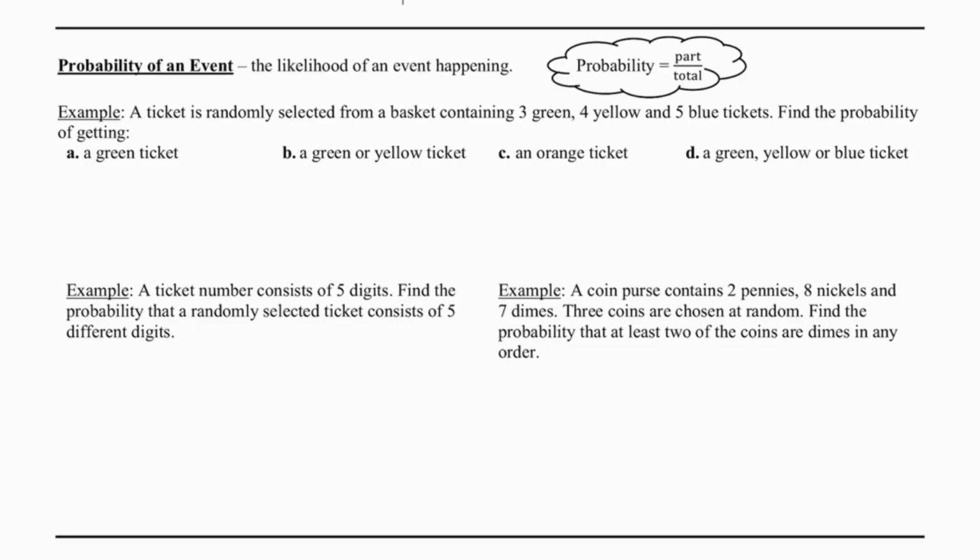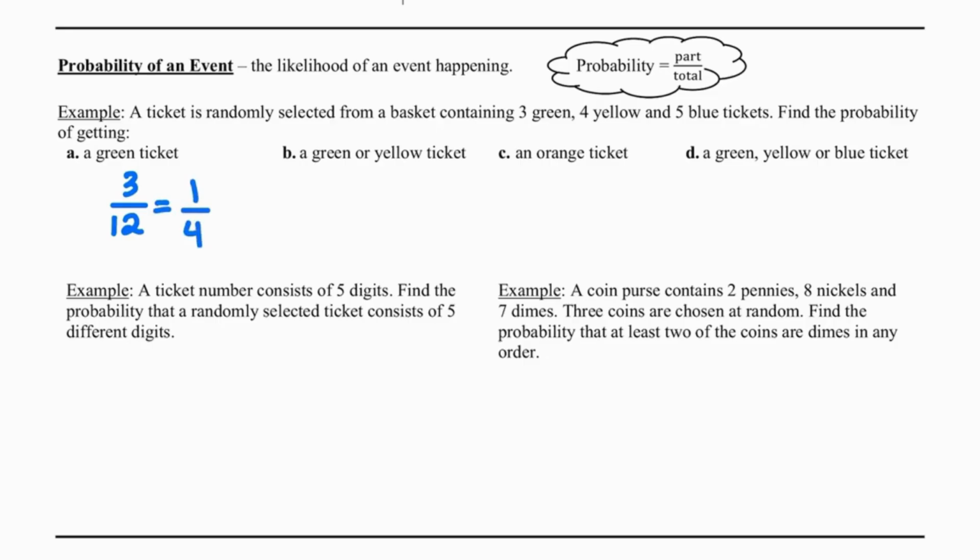Probability is a part over the whole, or the total. For example, there are 3 green tickets out of the total 12 tickets. And any fraction that you have, you should always reduce it. So this is 1/4. This is theoretical probability.